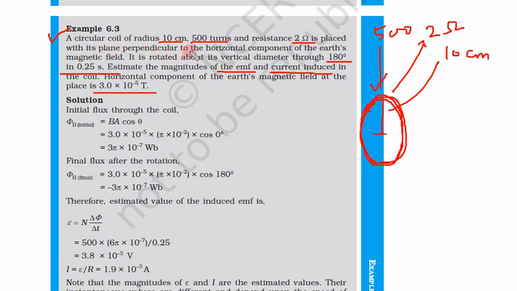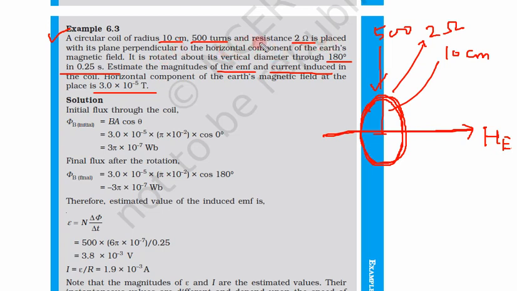With its plane perpendicular to the horizontal component of Earth's magnetic field. Let us say Earth's magnetic field is in this direction. This is the direction of Earth's magnetic field and especially horizontal component. So let me show it by HE. So this is the horizontal component in horizontal direction.